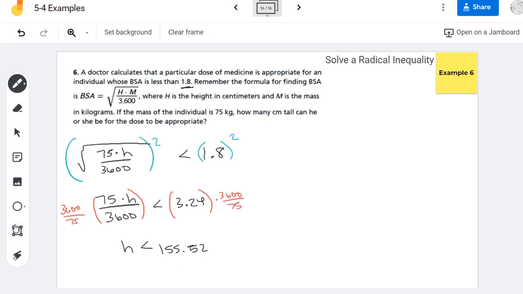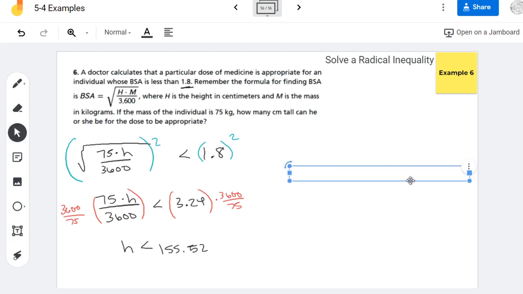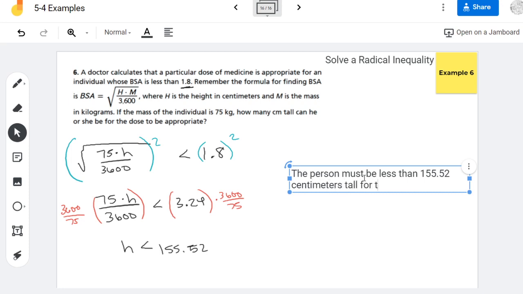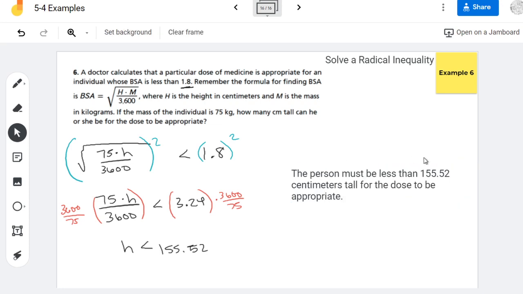Okay, and again, polite society, we answer word problems with word solutions. So the person must be less than 155.52. And what is their height discussing? You have to talk about that unit. Notice how I double check what unit we're discussing and make sure that I put that in my answer as well.